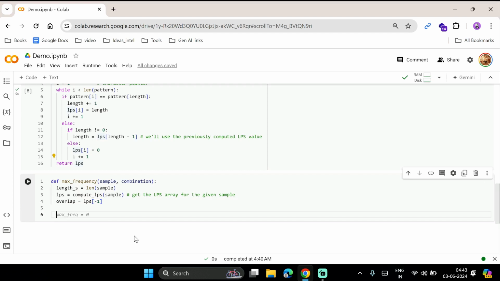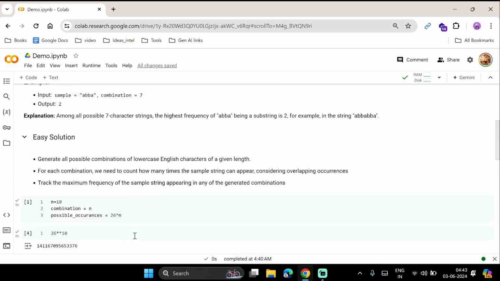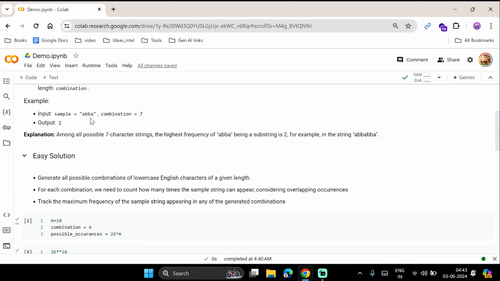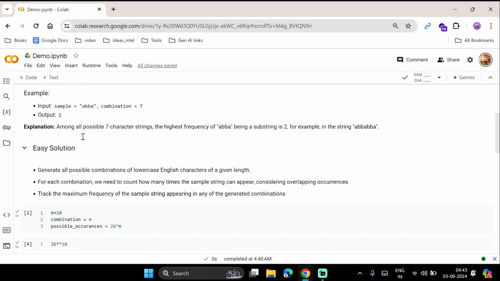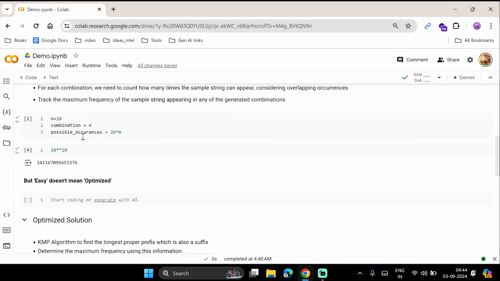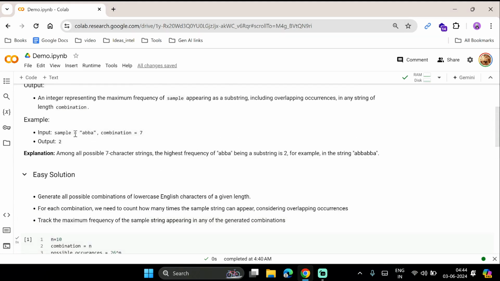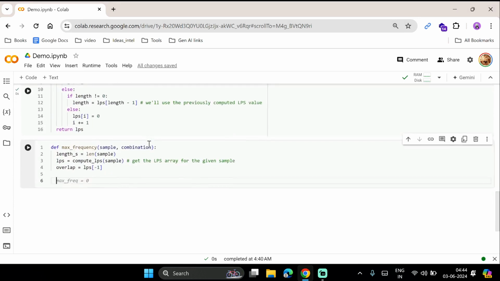Okay. Now there's one thing that can happen. We also need to make sure that all the edge cases are covered as well. So one edge case that is not covered yet is if the length of the string is greater than the combination. In the previous example, say ABBA, the length of the string is 4 and the combination is 7, right? But say this is 4 and the combination integer is 2. Obviously now the whole problem statement doesn't make sense, and the maximum frequency should come as 0, because now you can't fit this sample string inside combination strings.